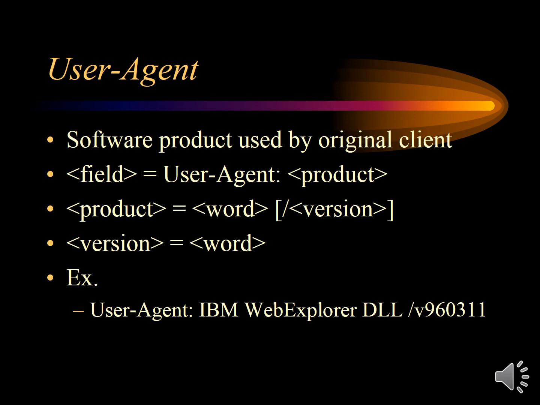User agent is the software product used by the original client. The field is user agent. User agent is a product, and a product has the structure: a word followed by the version, and the version is also a word. For example, user agent IBM Web Explorer DLL, dynamic link library, with the version.